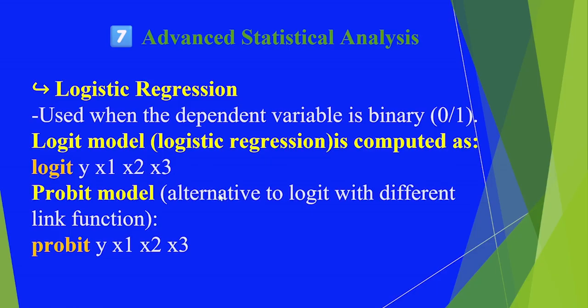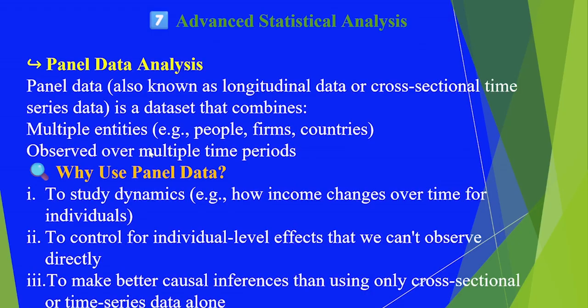And we said alternatively we can use probit model, which is an alternative to logit, but with different link function. And this is the syntax. We just need to issue command probit y, which is our dependent variable, and then followed by independent variables. Remember, the only difference is probit and logit, but all of them compute logistic regression model.